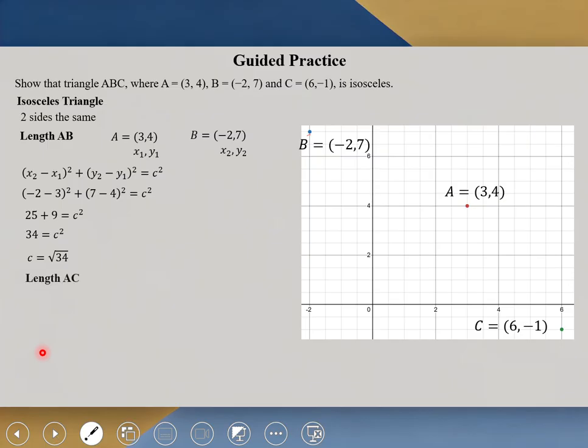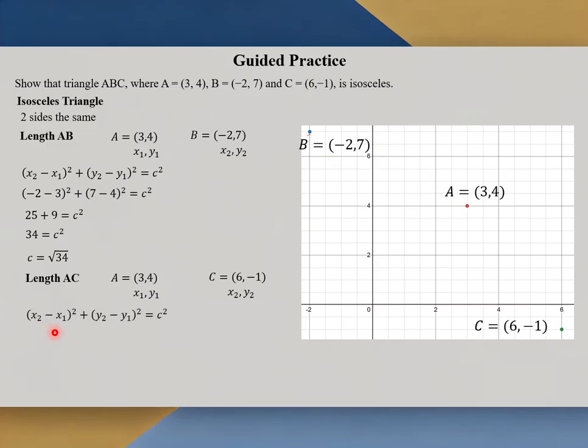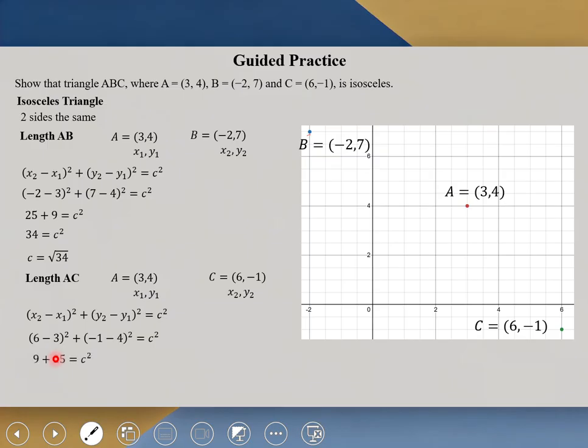If I do the same for AC, again, I'm just going to list my two coordinates and write down the formula of Pythagoras' theorem. I'm just going to substitute my x values in, so it'll be 6 take away 3, and my y values, -1 take away 4. Again, if we simplify this, 6 take away 3 is 3, 3 squared is 9, -1 take away 4 is -5, -5 squared is 25.